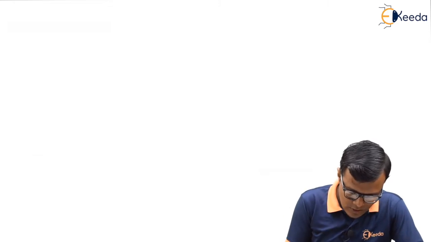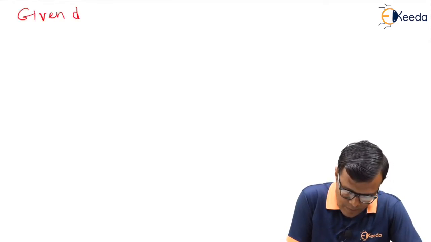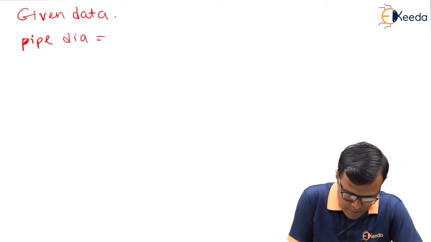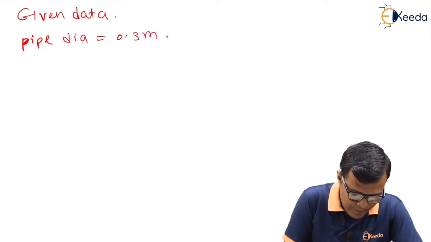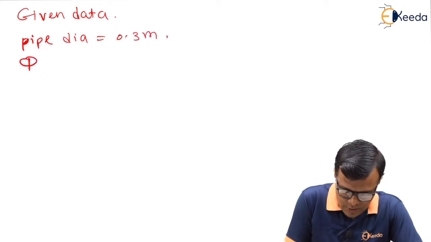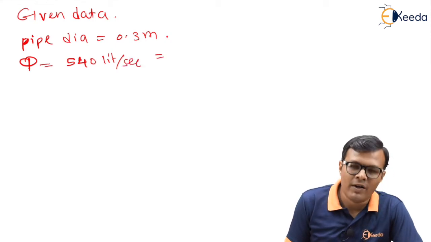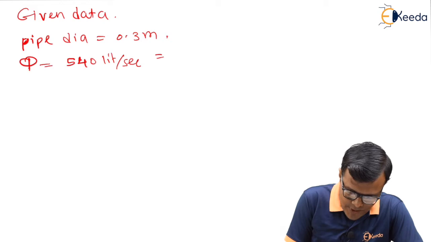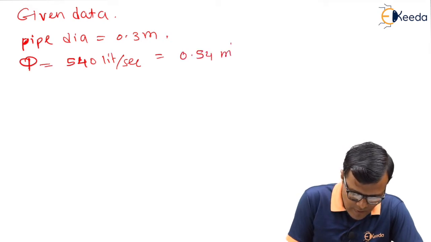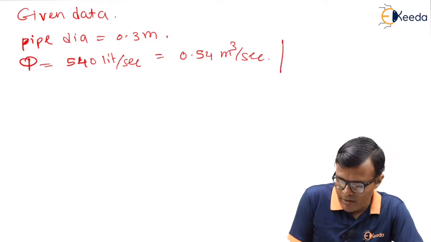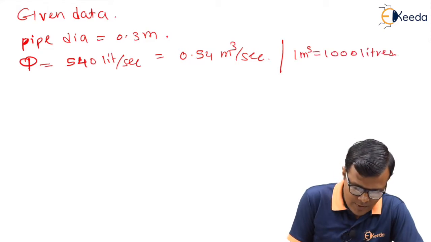So let's note the given data. Pipe diameter D equal to 0.3 meter. Discharge is given to us, Q, that is 540 liters per second. We can convert it into our regular unit, meter cube per second, as 0.54 meter cube per second. For this we use the relation: 1 meter cube is equal to 1000 liters.